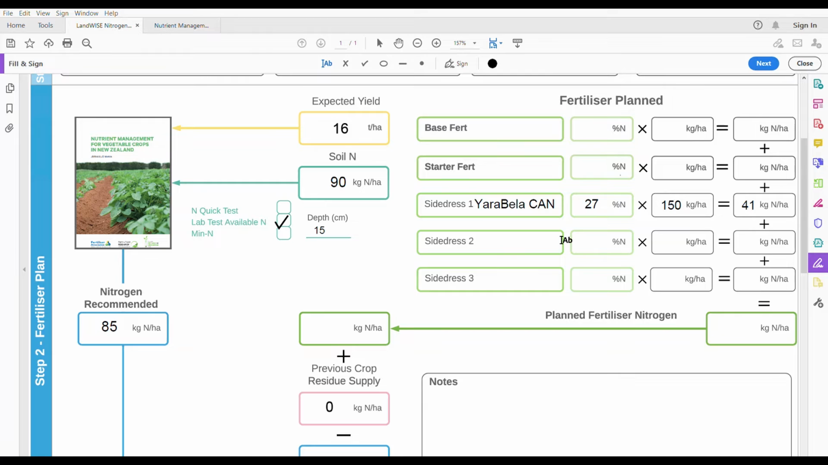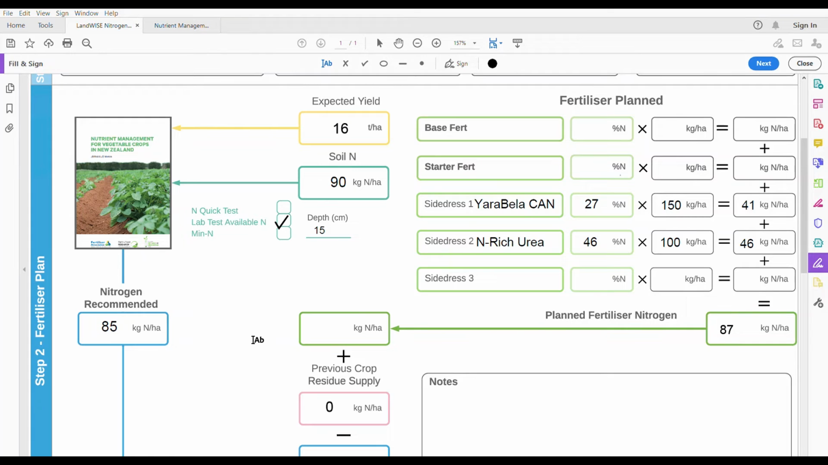Splitting up the fertilizer applications will reduce the risk of a heavy rain event causing leaching and the need to apply more fertilizer. To make up the final 44 kilograms of nitrogen required, I'm going to add a second side dressing of N-rich urea at a rate of 100 kilograms per hectare. This brings the total N applied to 87 kilograms per hectare.